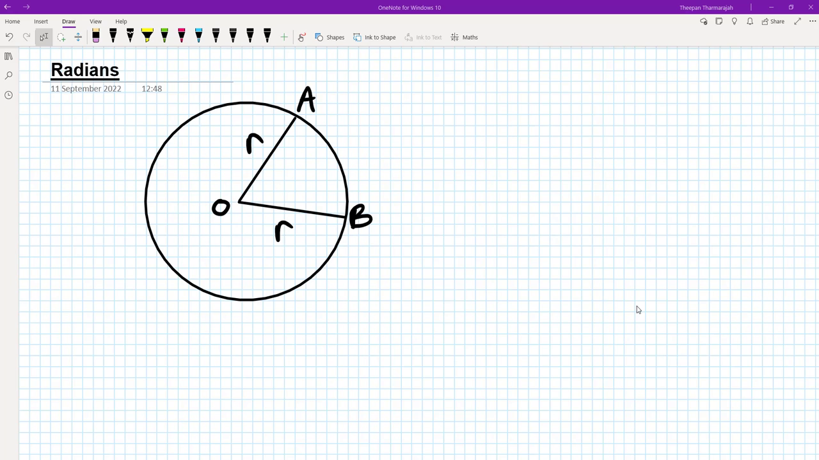So if we take a circle and a sector of that circle, OAB, and OA has a radius r, and OB also has a radius r, then if we say that we're going to let this arc length AB be exactly the same length, also r, then the angle at the center here is known as 1 radian. Now the little c is the units of radians that we use, as you'd use little 0 for degrees.